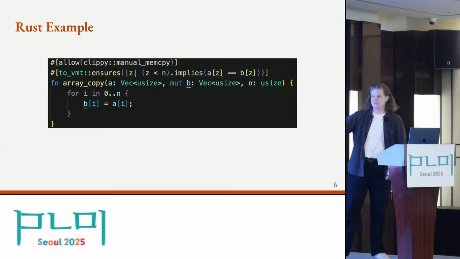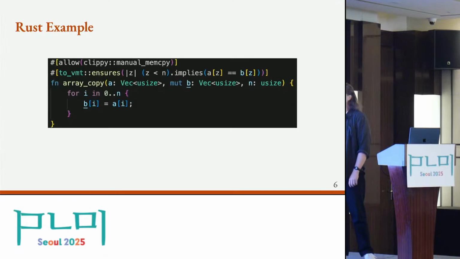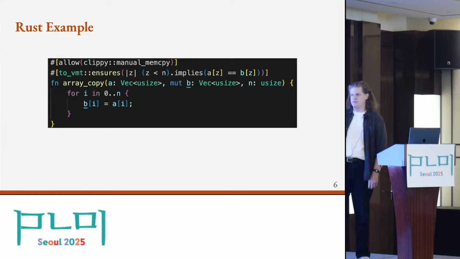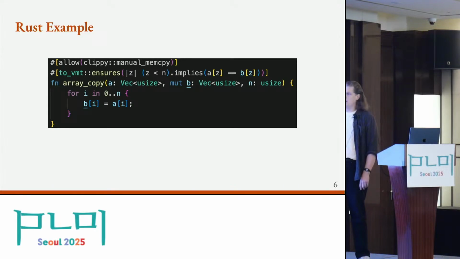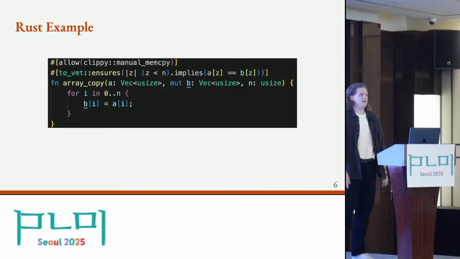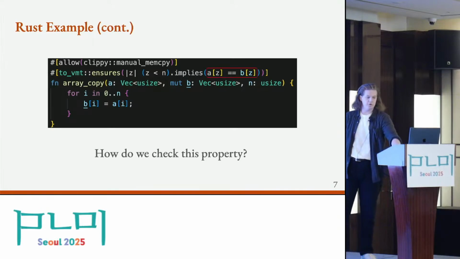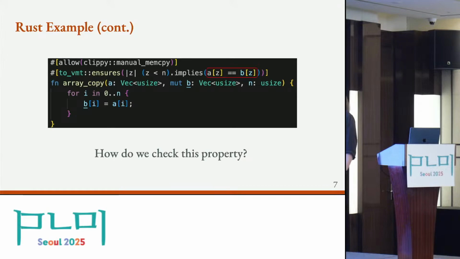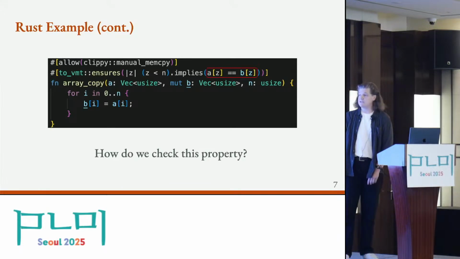So here's a Rust example. This is a very simple example of the typical types of programs that we're going to be doing bounded model checking on. You can see this is array copy. We're going to take vector A, a mutable vector B, and some loop bound, and we're just going to copy the array A into the array B. And of course, we all know that this property holds at the end of this loop: every index of A is equal to every index of B.